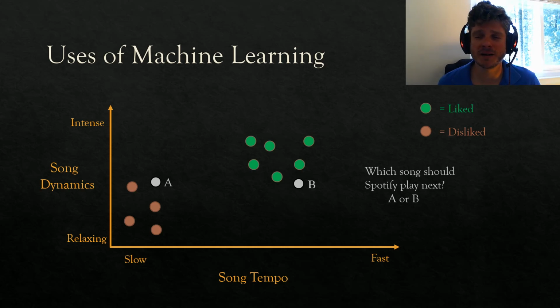Which song should Spotify play next? Should it play song A or song B? All right. If you just take a look here, it should be pretty obvious that Spotify should probably play song B. It's much closer to the group of songs that you liked. Song A is much closer to the group of songs that you disliked. So that's kind of obvious, right? We look at this and it's obvious.